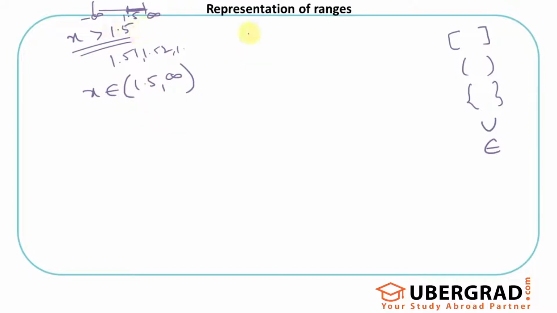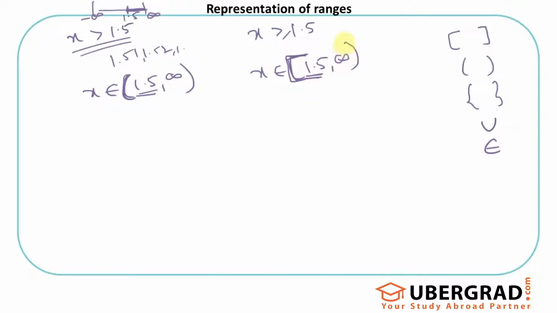If this inequality was x is greater than or equal to 1.5, that means x can be 1.5 or greater than 1.5. I should write x belongs to square bracket 1.5 to infinite. When it says square bracket on the left side, that means this value is also accepted, also included. Whereas in the earlier one, I am not considering 1.5. 1.5 is not valid, but anything more than 1.5, 1.500001 for example, is accepted. But 1.5 is not accepted if it's a circular bracket. When it comes to square bracket, 1.5 is also accepted.